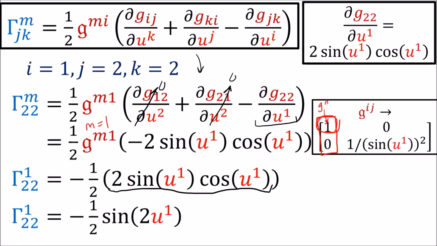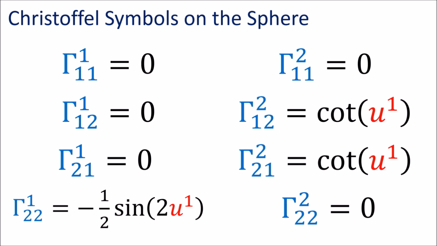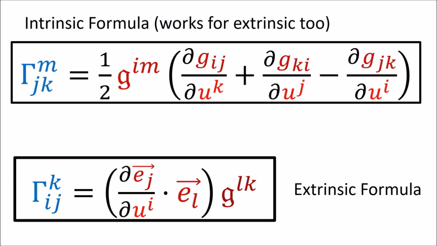that we were expecting. So if you work it out, all the other Christoffel symbols go to 0, and we get the exact same Christoffel symbols as before, except this time we computed them completely intrinsically without using the x, y, z variables. So the intrinsic formula for the Christoffel symbols gave us the same result as the extrinsic formula.